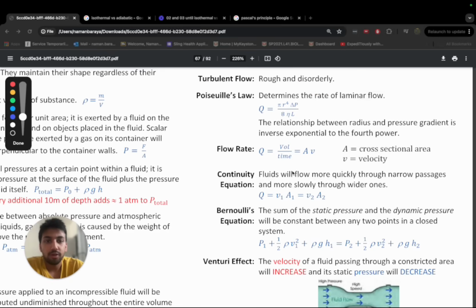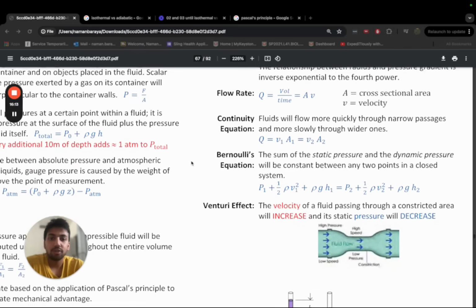Okay, now we have flow rate. Flow, Q, is equal to volume divided by time. So basically, if we're looking at a blood vessel, how much blood is getting across this in a certain amount of time. A is the cross-sectional area, and V is the velocity. So another way to measure this is what is the cross-sectional area of that blood vessel times what is the velocity of blood that's going through that cross-section.